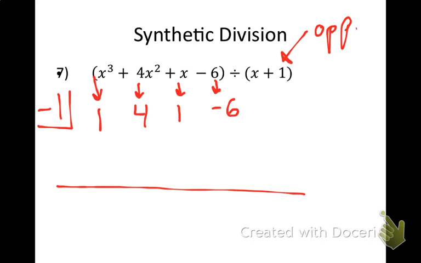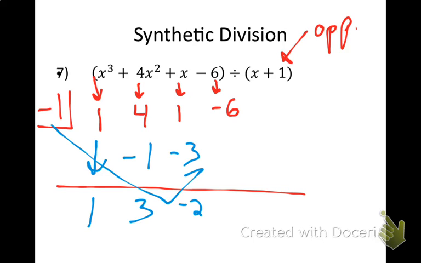Yeah. Now the first step, again, a lot of people like to mess up in the first step because they're like, well, it can't be that easy. No, first one, you bring it straight down. I get 1. And then I multiply and I get negative 1. Because I multiply here. And then I get 3. And I multiply, getting me negative 3. Which gets me negative 2. And then I multiply, getting me 2. Right? And now I get negative 4.